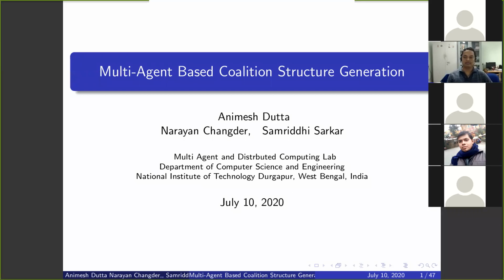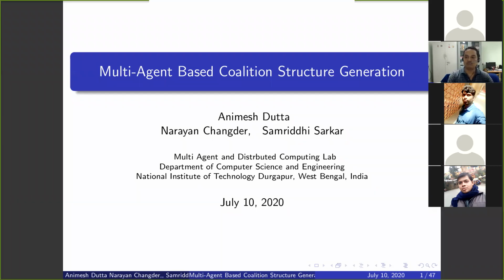So how multi-agent system is used for coalition structure generation, why coalition structure is needed, and the research challenges of coalition structure generation. So that I would be discussing, and what open challenges still exist in coalition structure generation where people can start working. So that I will be discussing today. Here two of my PhD students, one is Narayan Chandar who completed this year his PhD on coalition structure generation on multi-agent, and another PhD scholar Samriddhi Sarkar, she is working on coalition structure generation in heterogeneous environment. She is working for the last 2 years on this topic.